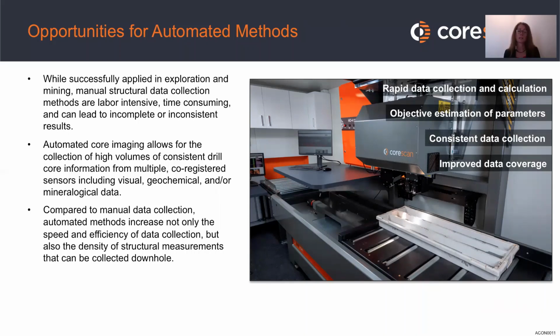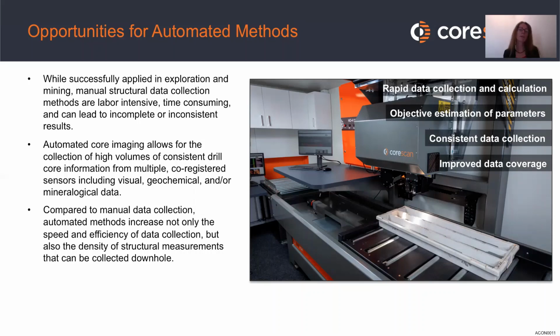Using automated core imaging technology allows us to collect high volumes of consistent drill core information from multiple co-registered sensors. This includes things like high resolution core photography, geochemical data, since some of these systems actually have XRF sensors and other geochemical sensors on board, and mineralogical data. In the case of Corescan, we collect reflectance hyperspectral mineralogy in an imaging sense on the surface of our drill core. When we compare the automated methods to the manual data collection methods, the automated methods increase not only the speed and efficiency with which we're able to collect this data, but also the density of structural measurements that we can collect downhole.